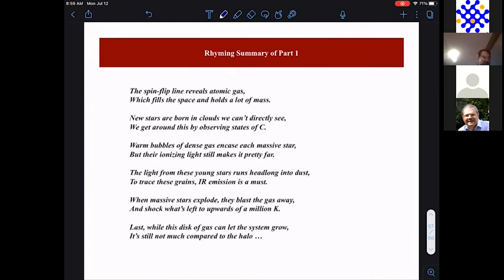When massive stars explode, they blast the gas away and shock what's left to upwards of 1 million K. Last, while this disk of gas can let the system grow, it's still not much compared to the halo.